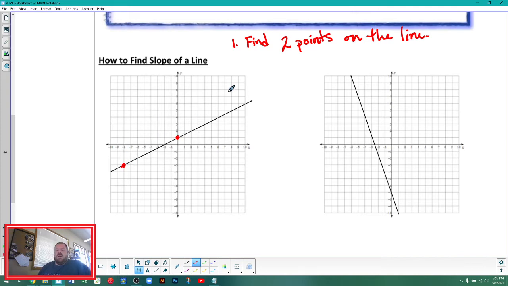Now I want to count my rise over my run. So once I find my 2 points, step 2 is starting left. I'm going to say starting at the left.